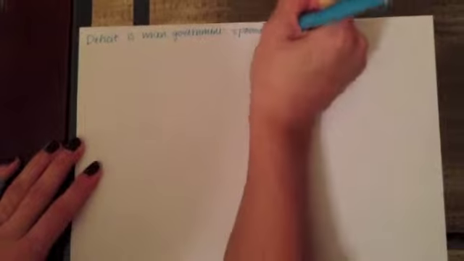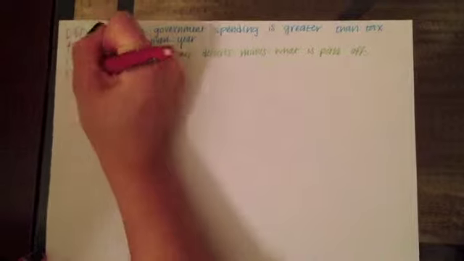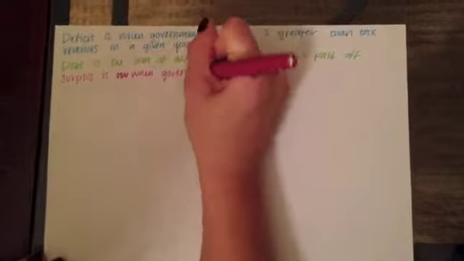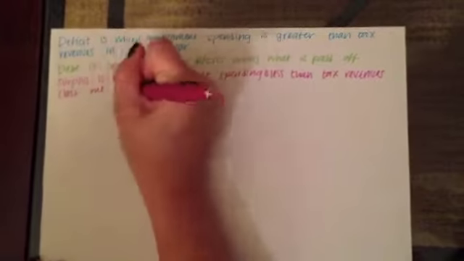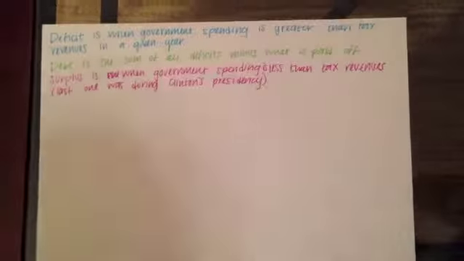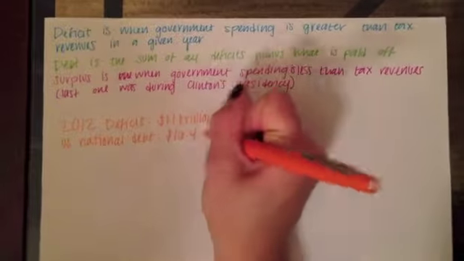Deficit is when government spending is greater than tax revenues in a given year. Debt is the sum of all deficits minus what is paid off, and surplus is when government spending is less than tax revenues. The last one was during Clinton's presidency. The 2012 deficit is $1.1 trillion, and the U.S. national debt is $16.4 trillion.